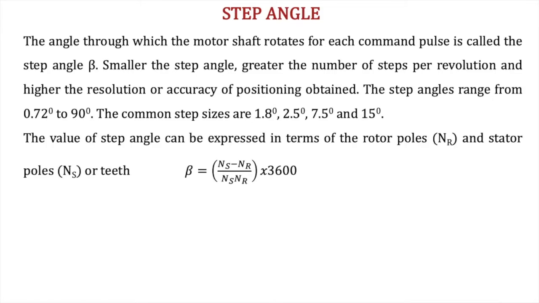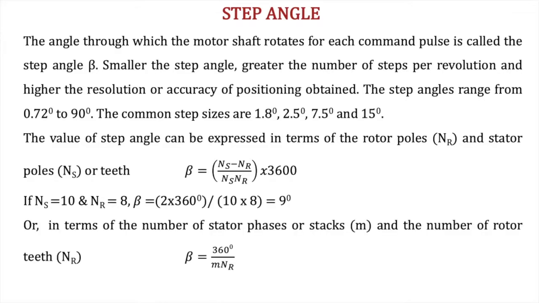The value of this step angle can be expressed in terms of the rotor poles and the stator poles, or the stator poles can be called the teeth. So beta = (Ns - Nr)/(Ns x Nr) x 360 degrees, that is for one rotation. If Ns = 10 and Nr = 8, that is, the number of poles on the stator is 10 and the number of poles on the rotor is 8, beta will be equal to the difference of the two, which is 2, times 360 divided by 10 x 8, which comes out to be 9 degrees. So the step angle will be 9 degrees.